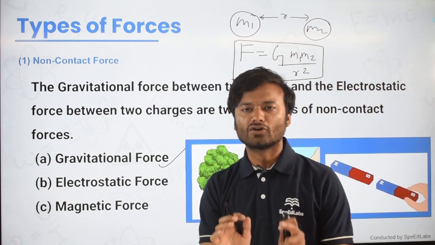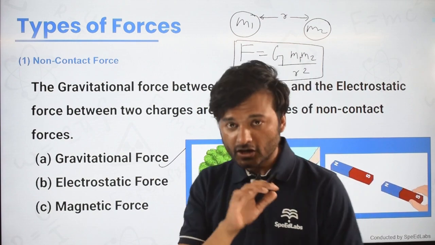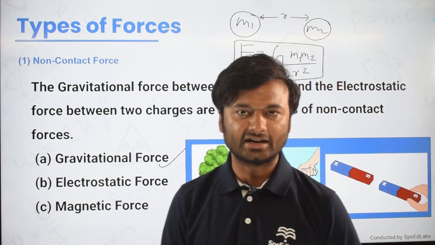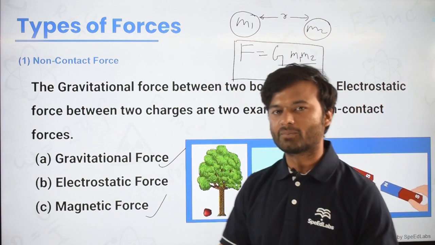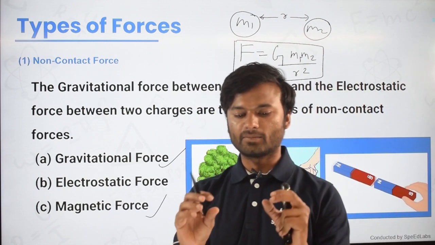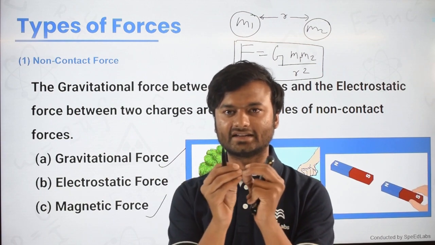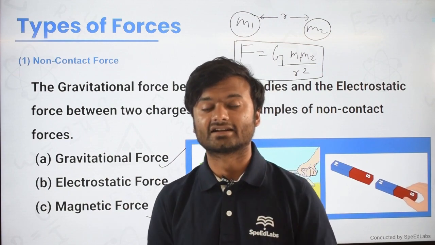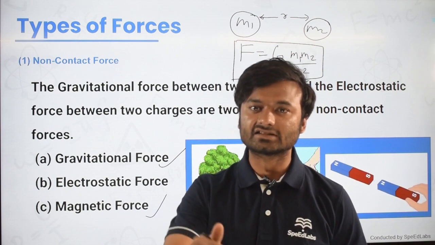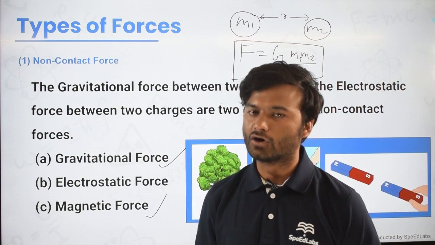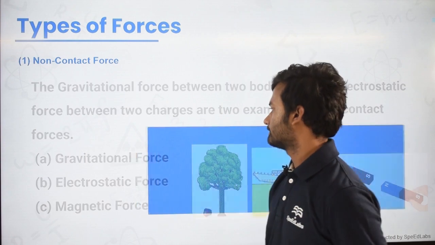So basically non-contact forces do not require any contact to exert force on each other. Like magnetic force: you have all played with magnets. You bring magnets together and they start repelling, or they start attracting. So without contact, force is exerted. These types of forces are called non-contact forces. Okay, very good.